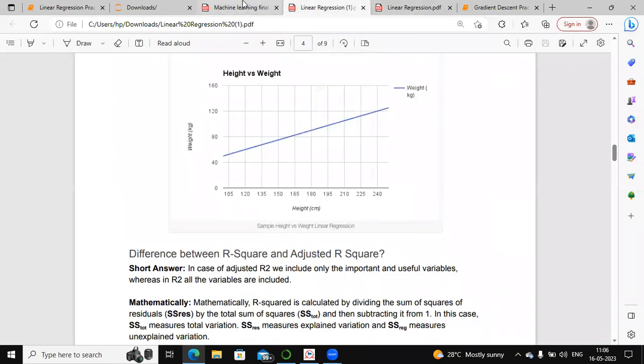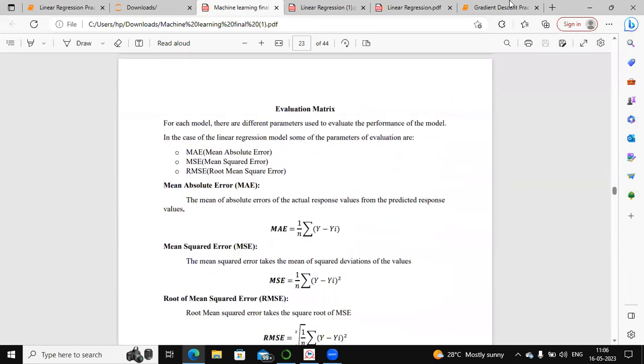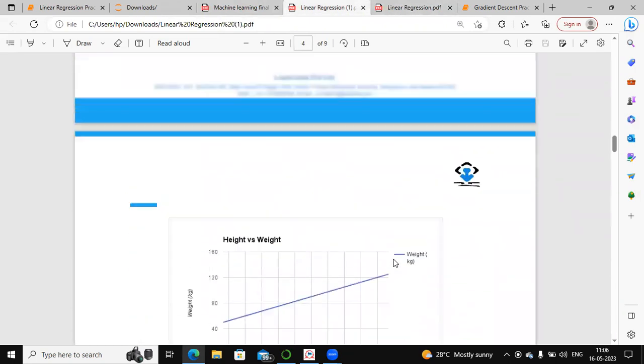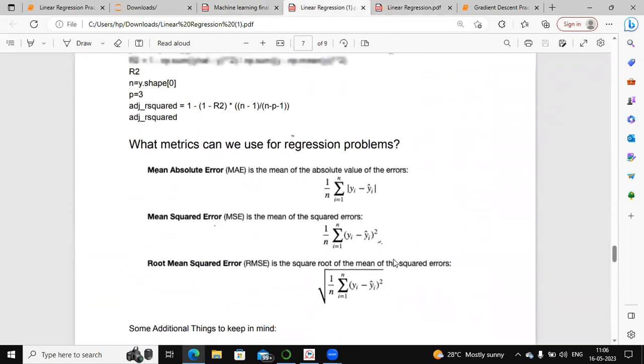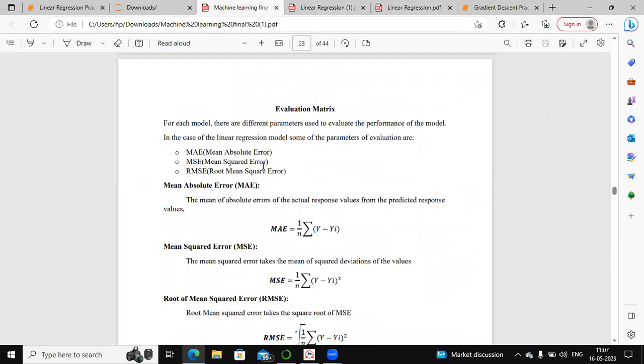The next concept after this is the evaluation metrics. For each model, there are different parameters used to evaluate the performance of the model. In the case of a linear regression model, some of the evaluation parameters are mean absolute error, mean squared error, and root mean squared error.